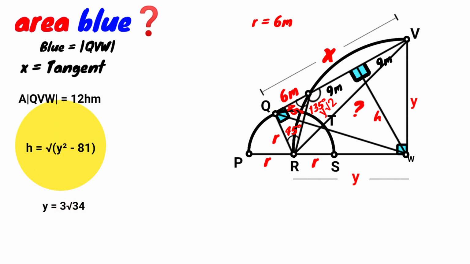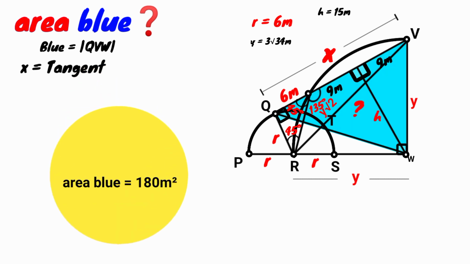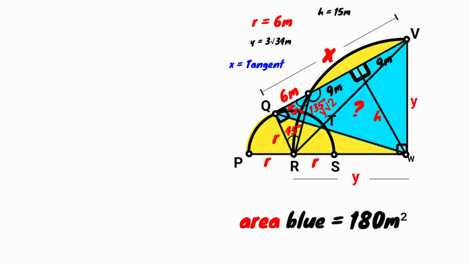Come to this equation, substitute the value of y. 3 root 34 all squared is 306. 306 minus 81 is 225. Square root of 225 is 15. So h equal to 15 meters. Substitute it here. 12 times 15 meters is 180 meters squared. So blue area equal to 180 meters squared.